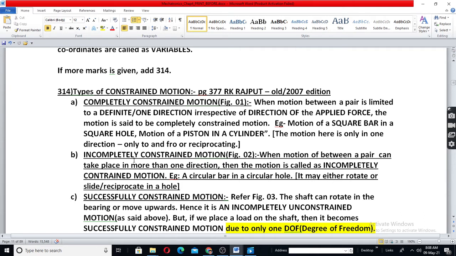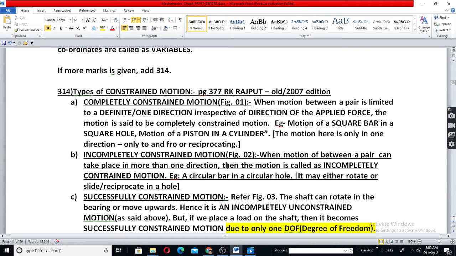Suppose there is flow of water, it cannot be used effectively. But if you construct a dam and then direct the flow of water, that hydraulic energy can be utilized for doing work. That means you are putting constraint on the motion of the water, right? So, types of constrained motion.